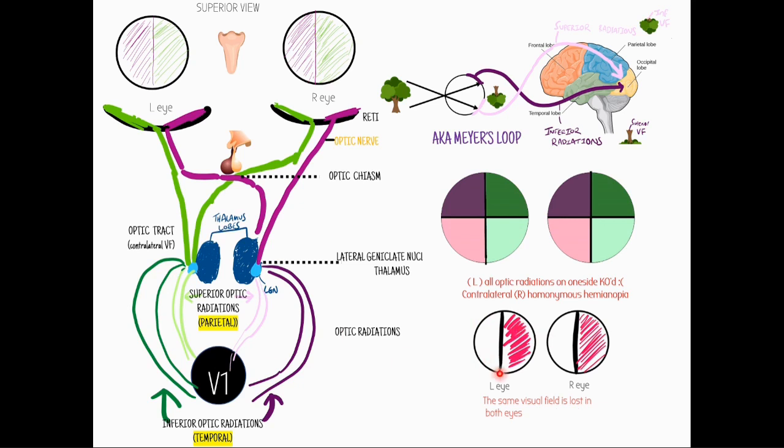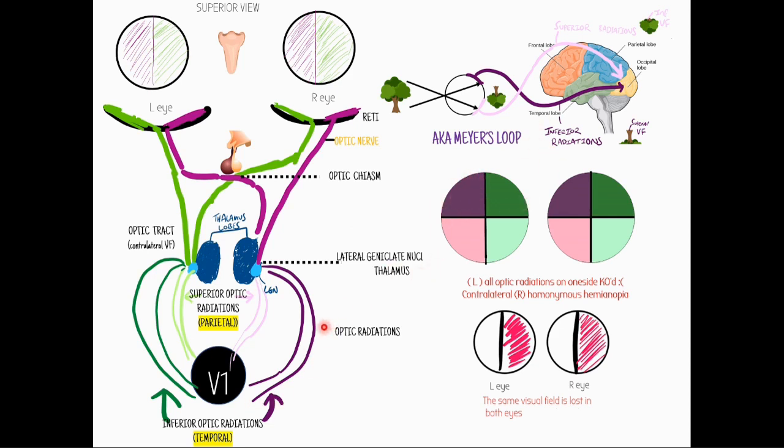Okay, but the other one that you need to know about is, not if all of them are lost, what if just one optic radiation is lost? So for example, in the inferior, what if the temporal optic radiations are lost? So what's going to happen here? Let's work through it. Imagine you lose the inferior optic radiations on your right hand side. So your right hand side, they are going to supply the left visual field. So this guy's here, and inferior radiations meaning the superior visual field.